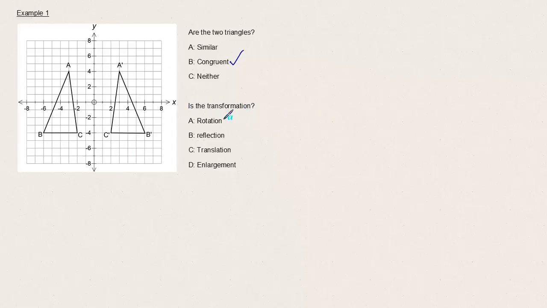Is the transformation a rotation, a reflection, a translation, or an enlargement? Well, it looks like a reflection. A reflects to A dashed, B to B dashed, and C to C dashed. And it looks to me like the mirror line is the y-axis. So I'm going to say that that's a reflection.